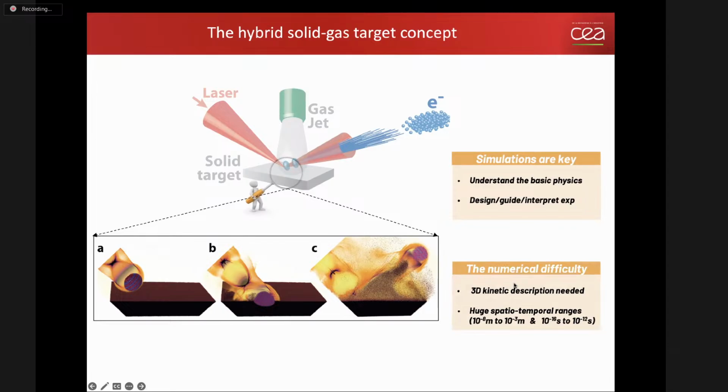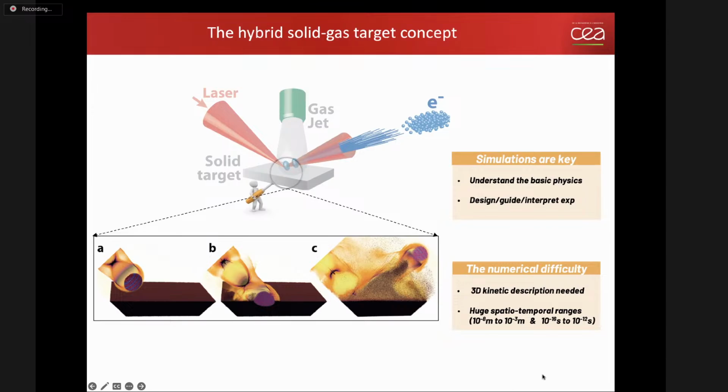And there was a huge numerical difficulty in doing this first proof of principle simulation, which is that we need a 3D description to get the charge and the quantitative properties of the injected and accelerated electron beam. And this required a 3D kinetic description on huge spatio-temporal ranges, so from 10 to the minus 8 meter to 10 to the minus 3 meter, so from the scale of the plasma mirror surface up to millimeter scale acceleration in the gas part, and from a sub-femtosecond to a picosecond time duration. So this is huge and was not possible with standard tools before.